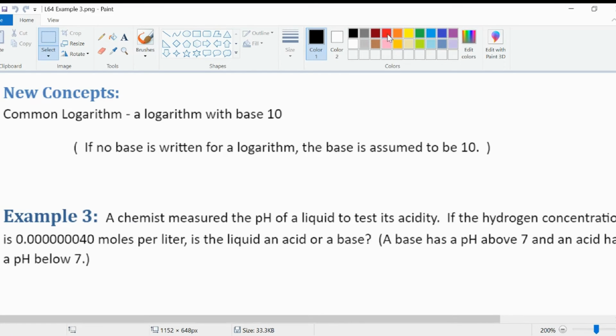So if there is no base written for a logarithm, if you see something like y equals log x, you assume that this base right here is going to be a 10. So if we were going to convert that to exponential form, that would be x equals 10 to the y. So you're assuming that that base, even though there's nothing there, is going to be a power of 10.